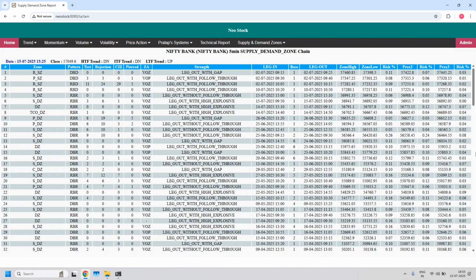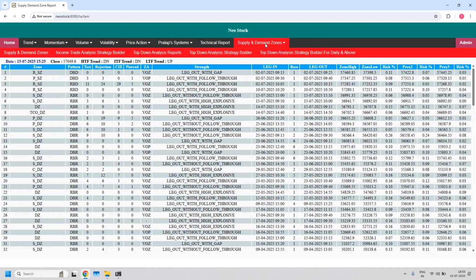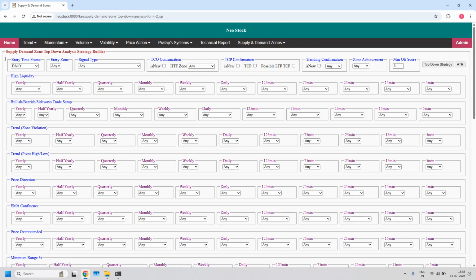So this is about Bank Nifty supply demand zone chain. So we have completed Nifty and Bank Nifty supply demand zone chain reports. Next we will look into bullish, bearish, sideways trade setups for monthly, weekly, daily and hourly income trades.